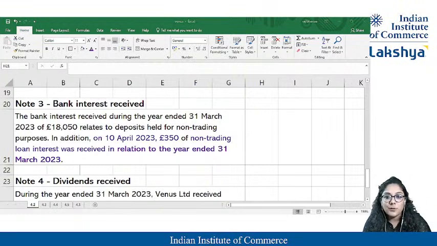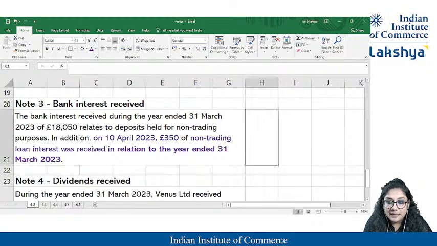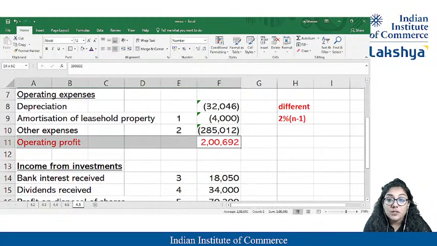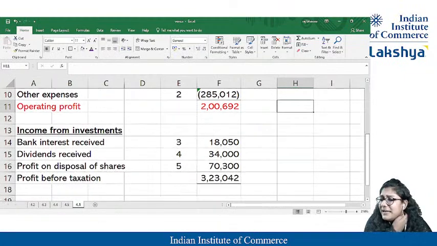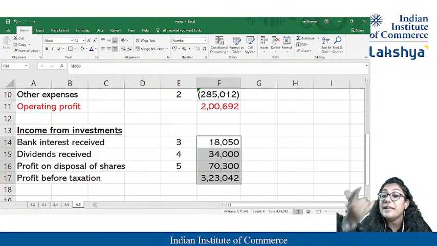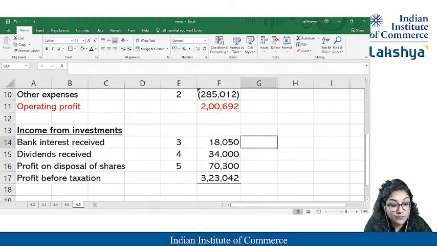So how much are we going to add on? And we know when we are taking operating, right? You know, we are calculating this operating profit. Have I reduced anything? No, ma'am. So we have to reduce the complete 18,050. Along with that, ma'am, 350. 350 is also to be added.